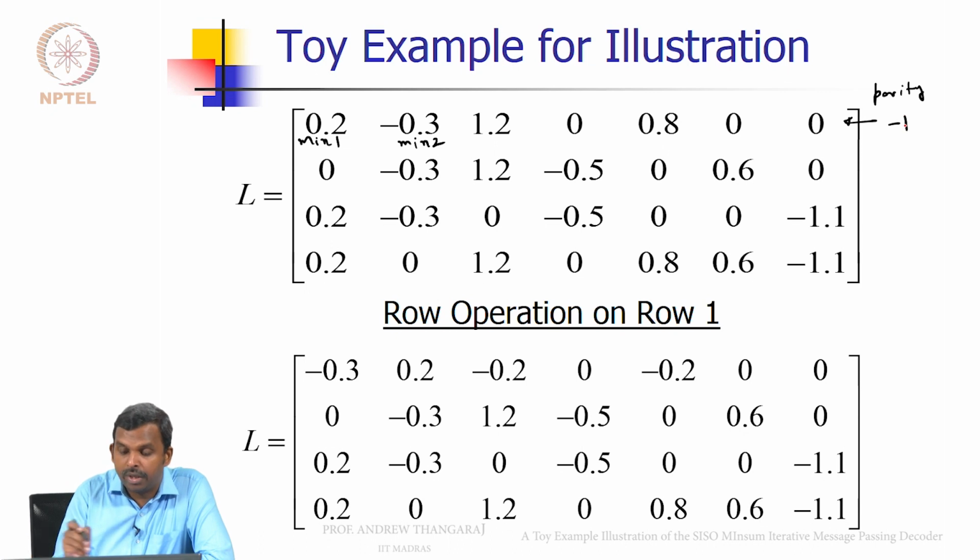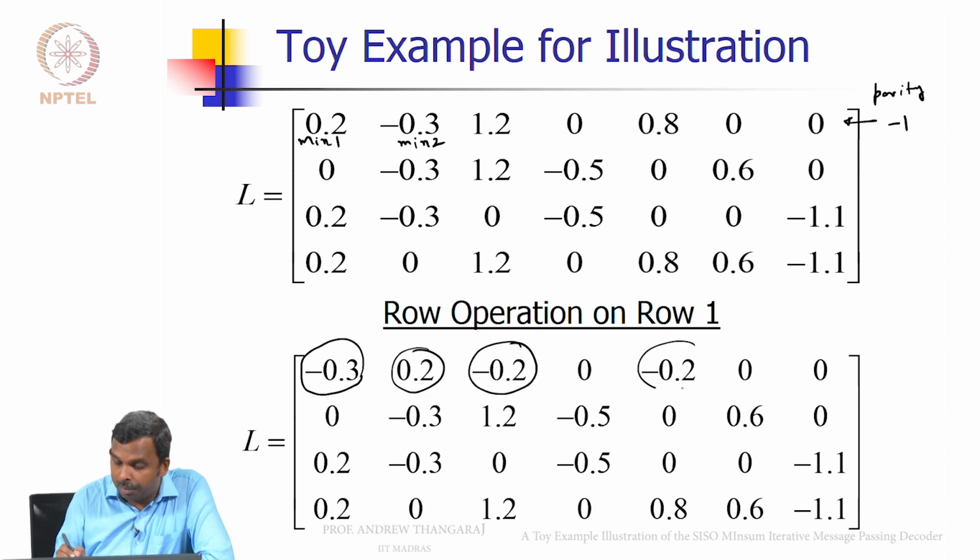Overall parity is minus 1. If you take the product of the signs, the first one is positive, negative, positive, positive. So, if you multiply the signs, you get minus 1, which means you have to flip the signs. So, in the least position, you put the next min 2, but you put minus. Why? Because you have to flip the signs. So, you have 0.3 here, and minus 0.3 here, then everything else is 0.2 in absolute value, and you have flipped the signs.